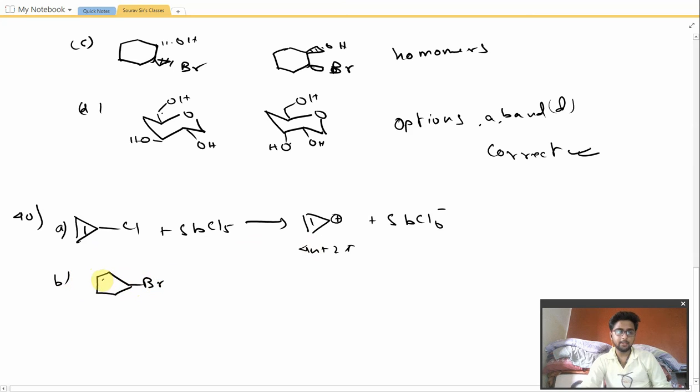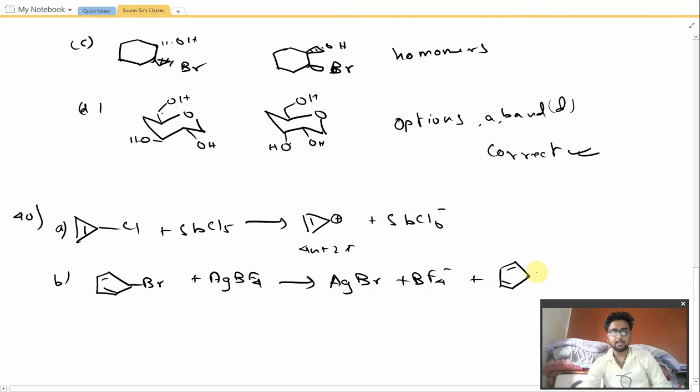Br, we give AgBF4. So AgBr is formed obviously. BF4 minus ion is there, and the organic compound is like this. Here Br minus is removed, so a plus charge will be formed. Now this species is anti-aromatic, so this is not aromatic.